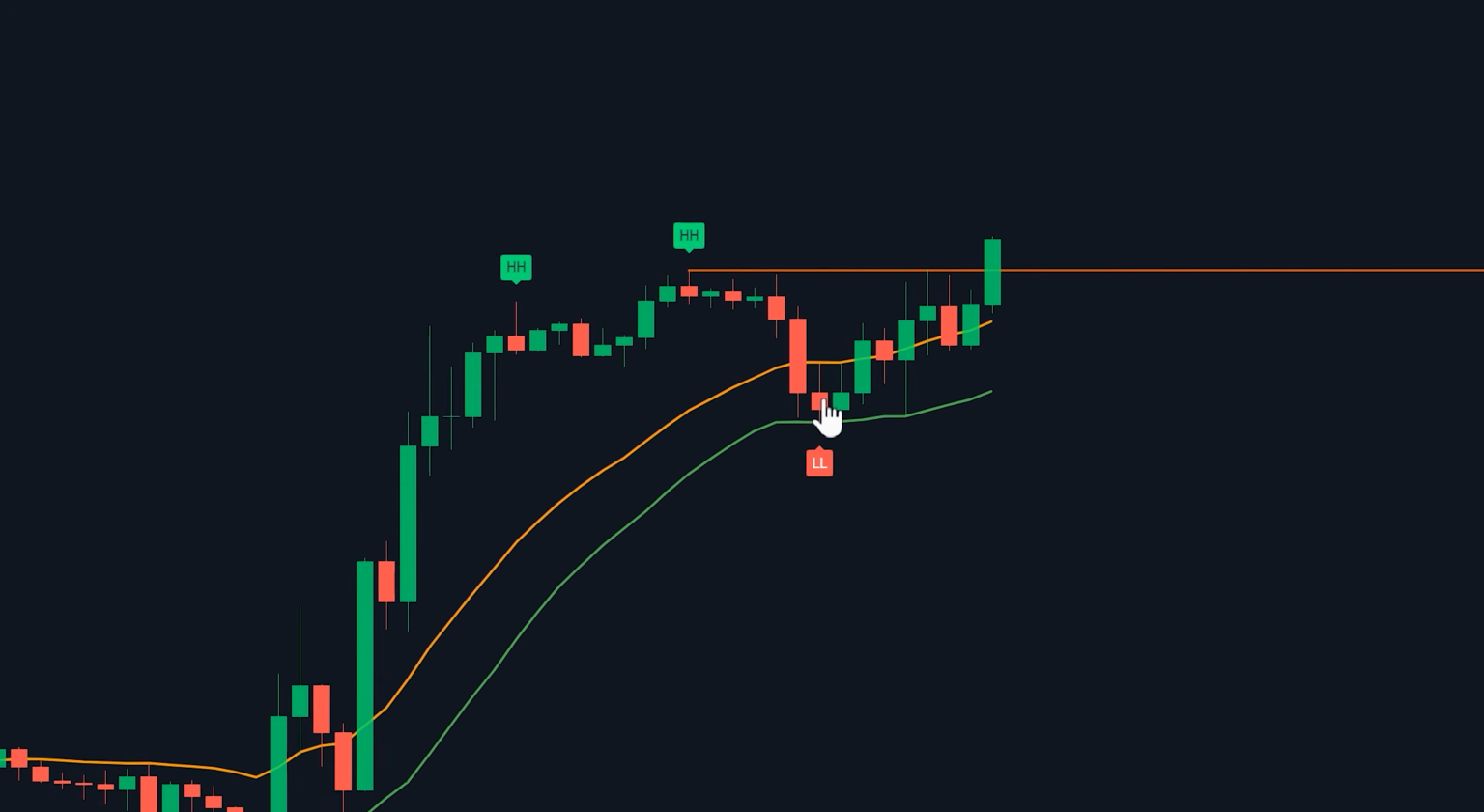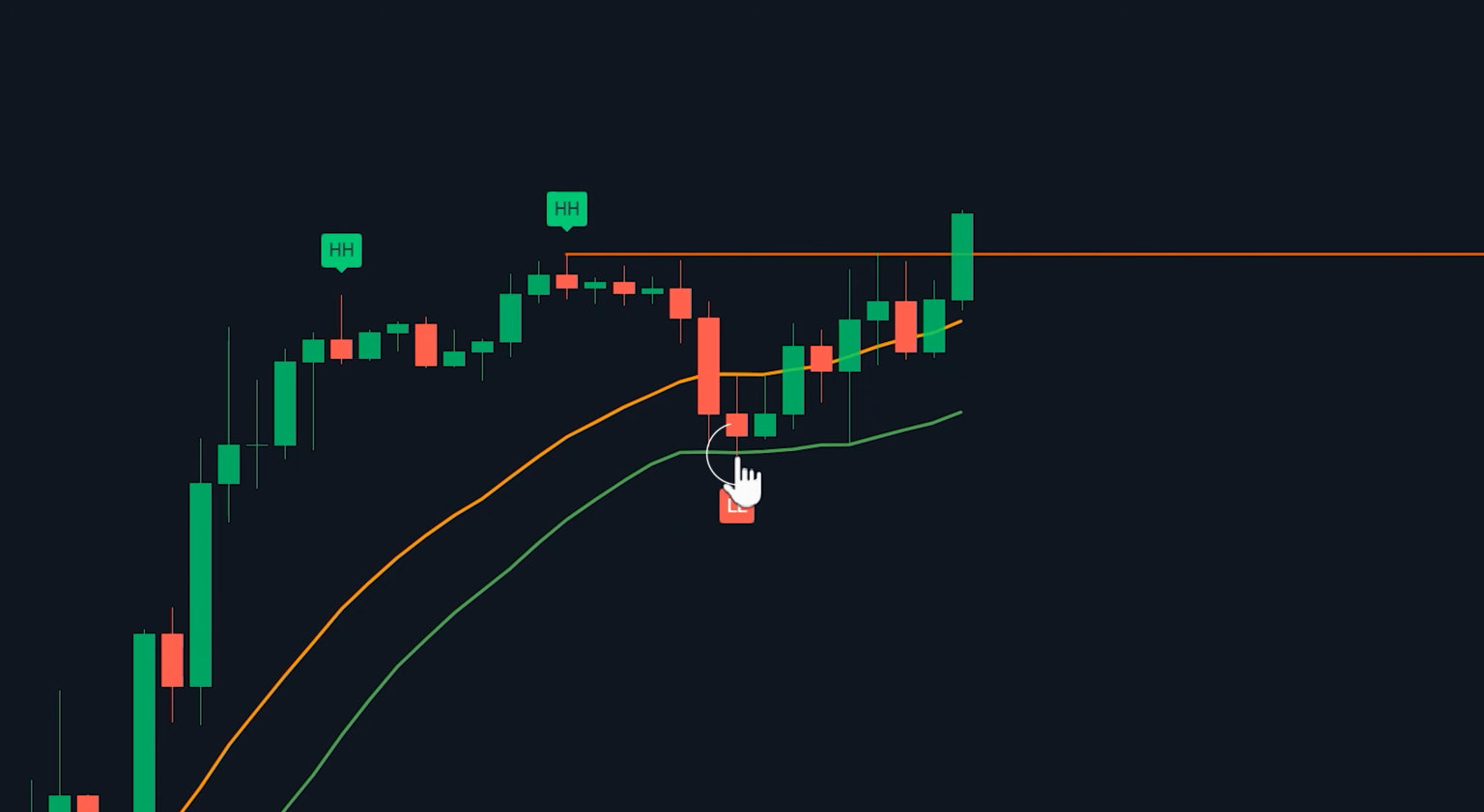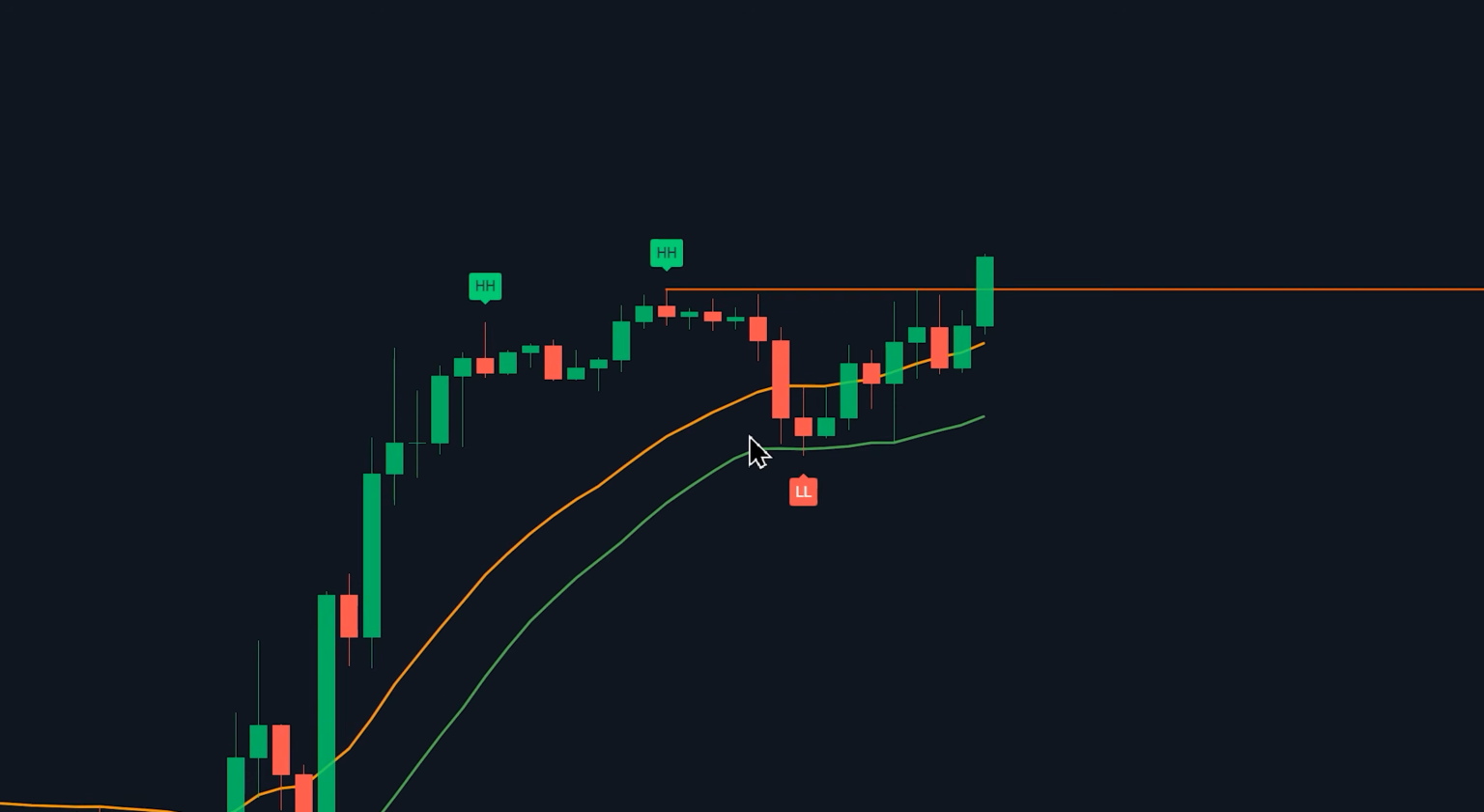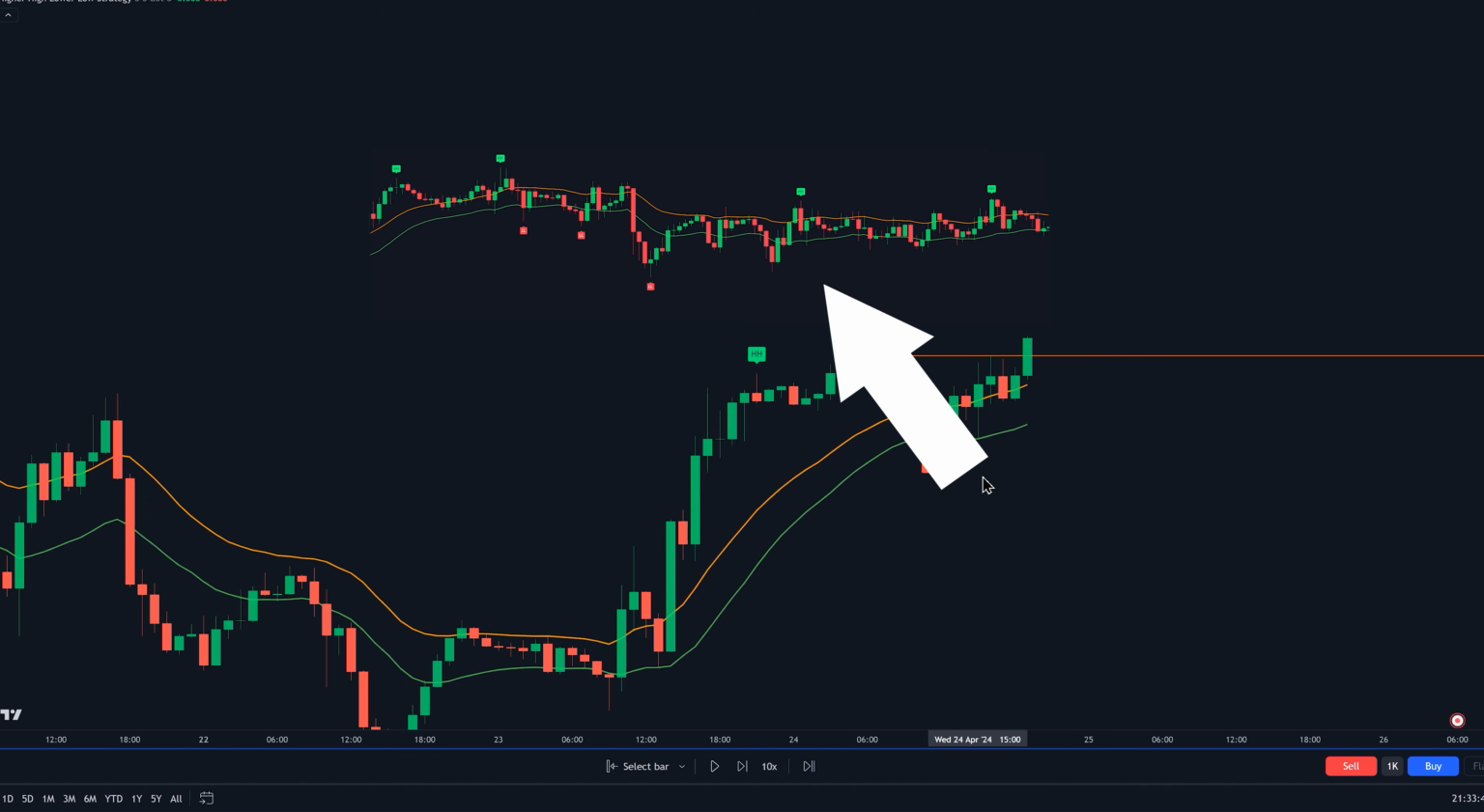For that, the candle must touch the moving average with its wick, but it shouldn't break and close under the moving average. Third, the moving averages must be pointing upwards like this. If they are flat or sideways like this, the setup is going to be invalidated.